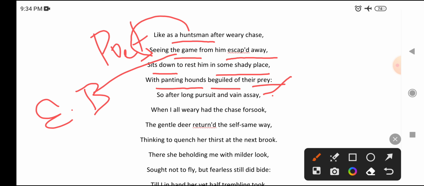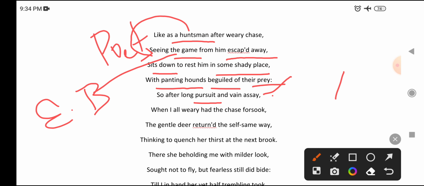So likewise, as the huntsman does after the long pursuit, the poet Spenser was trying to court Elizabeth Boyle for a long time. He was writing poems to her, sonnets to her, but she was not responding. And then he thought that it's a fruitless venture, and he left following her, same as the huntsman left following its prey when he thought that it is out of its reach.